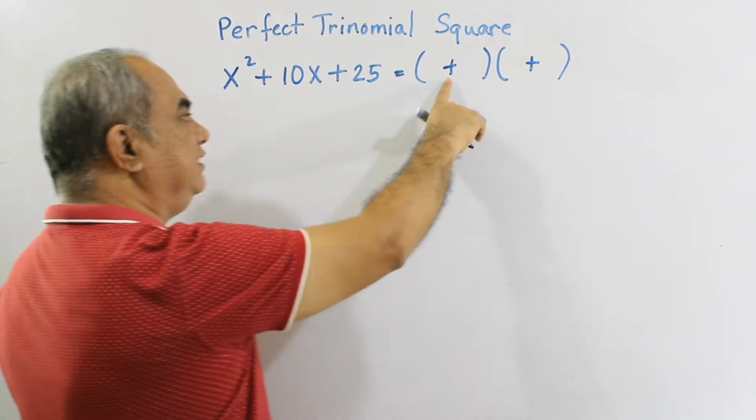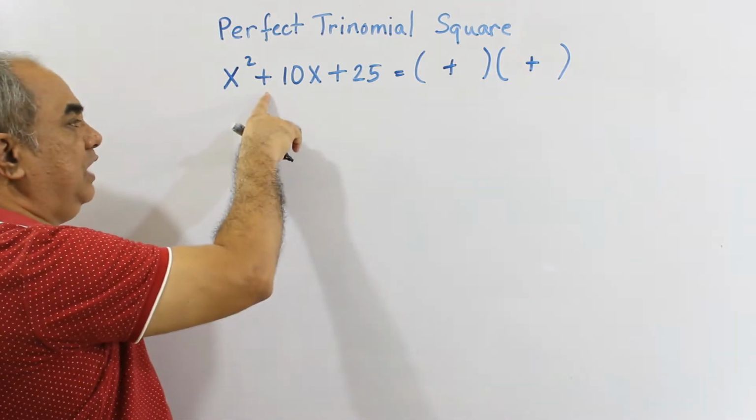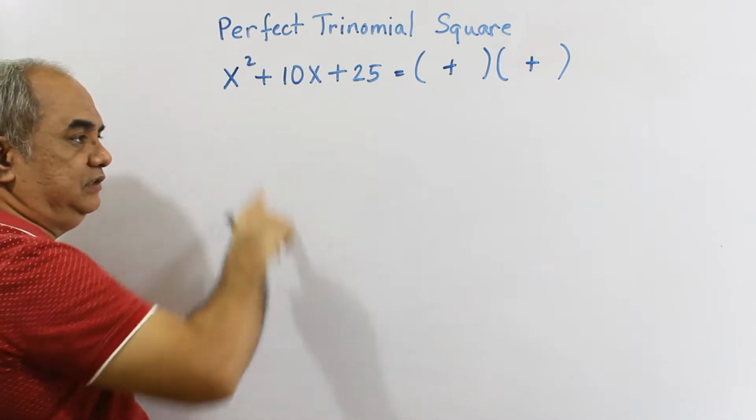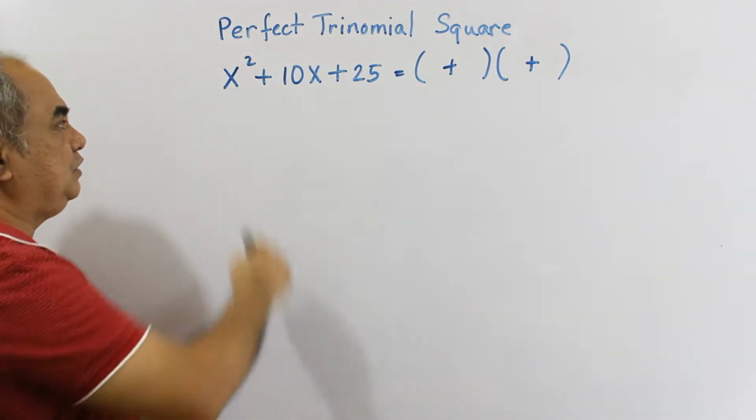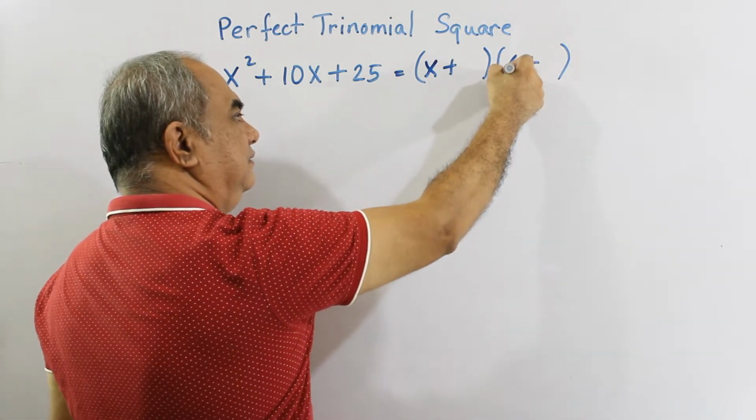And where will you get this sign? Why not both negative? Why positive? It's simply because you copy this sign here in the middle term. And then the square root of x squared is x. So you put two x's here.